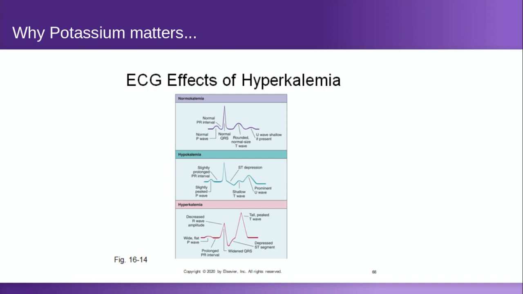The top one is what a normal one would look like. When you start talking hypokalemia, you start getting these changes in that complex that's after the spike, so ST depression, and that can be problematic. And then you start getting these tall peaked Ts when you start talking hyperkalemia, and it can just lead to lethal arrhythmias. So that's why we are so hyper-focused on potassium.